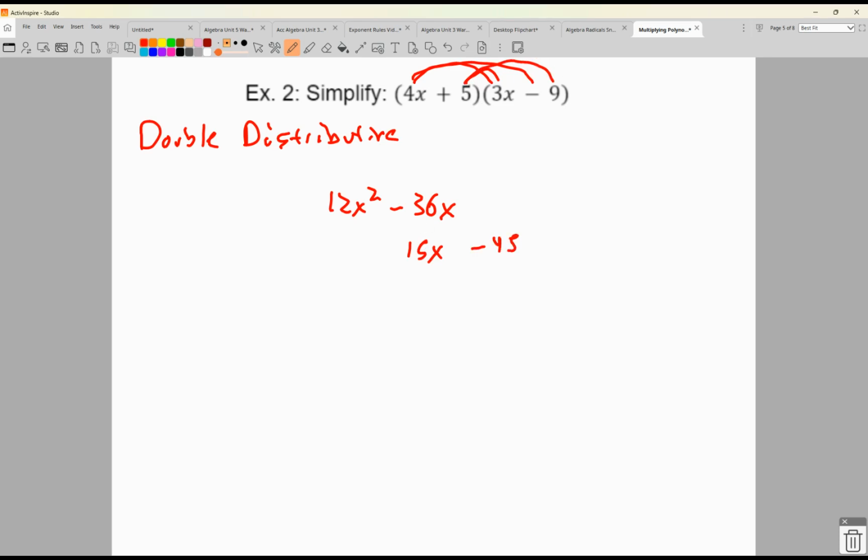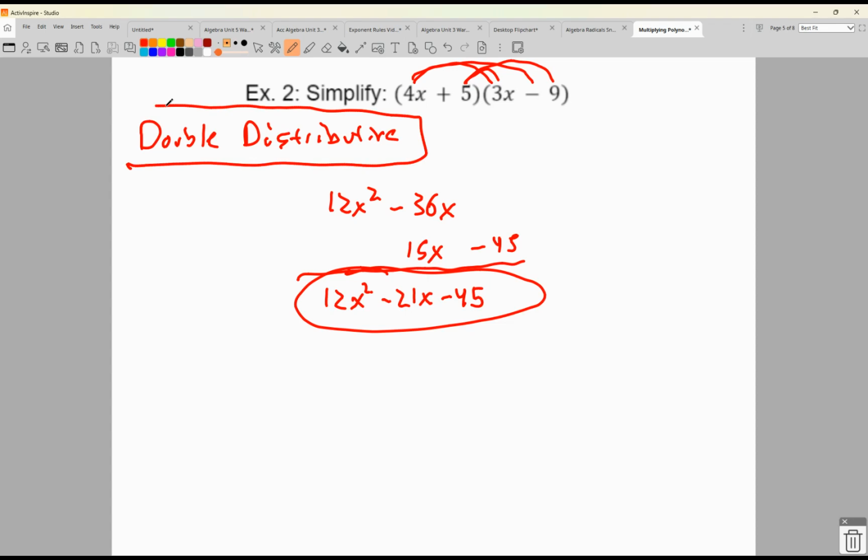The reason I made my work look like this is I just put my like terms stacked vertically. Now if I combine my like terms, 12x squared does not have a like term. Negative 36 plus 15 is negative 21x. And negative 45 doesn't have a like term. So this is my final answer, 12x squared minus 21x minus 45. And that's using the double distributive property.